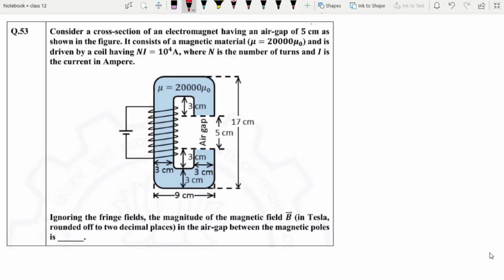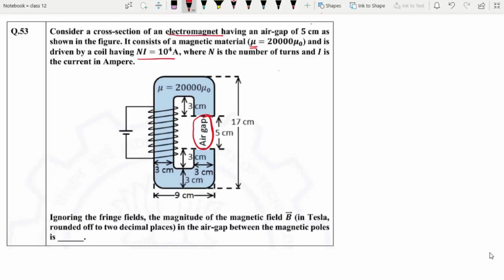So in the question they have given an electromagnet, and it has an air gap. This is the air gap of 5 cm and also it has been filled with the magnetic material having a mu value of 20,000 mu naught, and it has been connected to a coil where current into number of turns is given by 10 raised to 4 ampere. They asked us to find what is the magnetic field in this air gap. So first we will find what is the magnetic field due to this current carrying coil that is connected with the electromagnet.